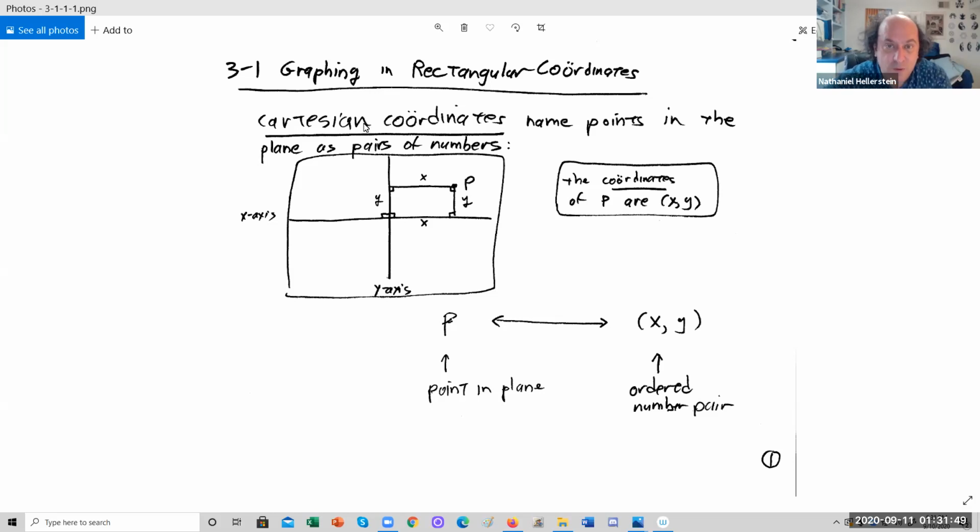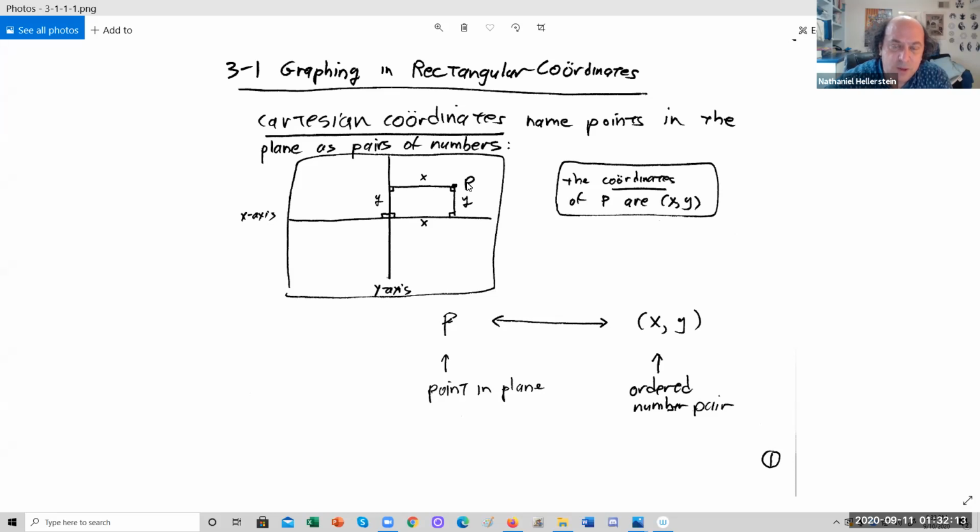The idea of rectangular or Cartesian coordinates is to name a point in the plane by means of a pair of numbers. We start with a plane, and we draw 2 lines on it at right angles. The horizontal one we'll call the x-axis. The vertical one we'll call the y-axis. Right angles. At any point, and you center it at some arbitrarily chosen point called the origin.